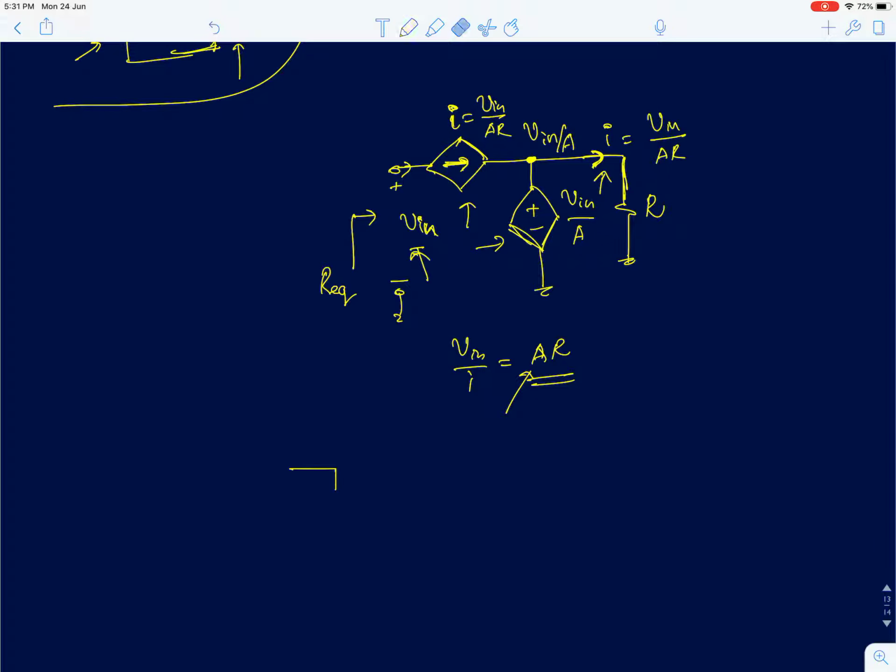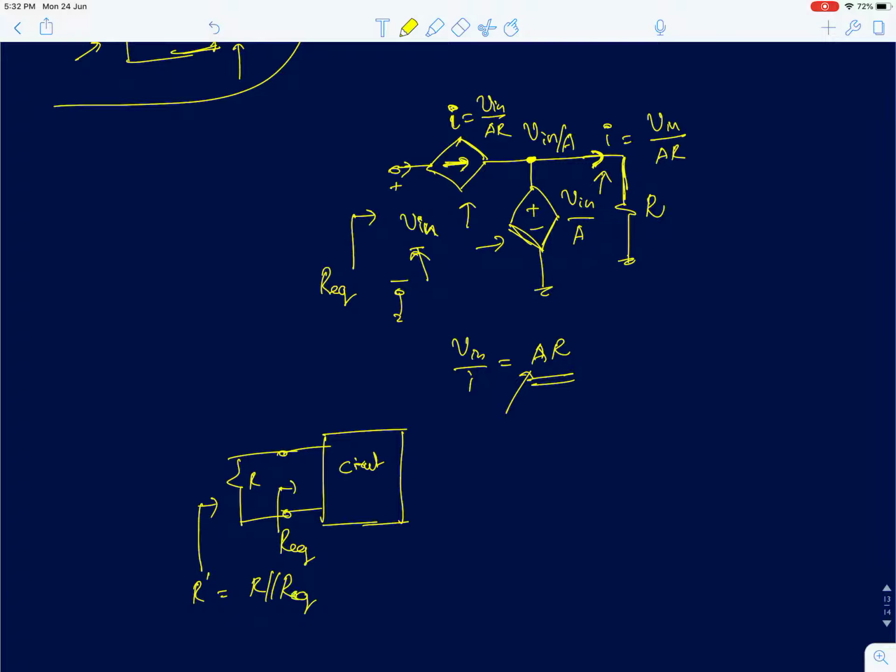Now we will solve another problem. Say you have a complex network of circuit consisting of dependent sources, independent sources and resistances. You find the equivalent resistance at this point, and then I connect a resistance R here. The equivalent resistance at this point, let me call it R dash, will simply be R parallel R equivalent.